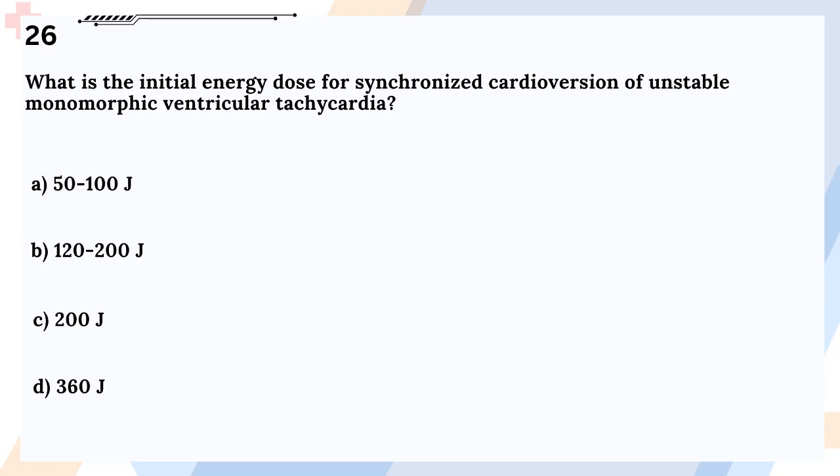Question 26. What is the initial energy dose for synchronized cardioversion of unstable monomorphic ventricular tachycardia? A. 50 to 100 J. B. 120 to 200 J. C. 200 J. D. 360 J.